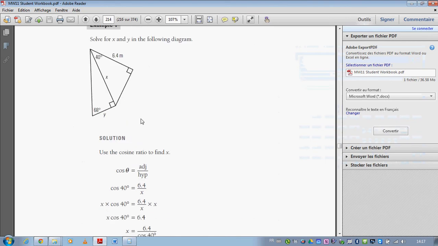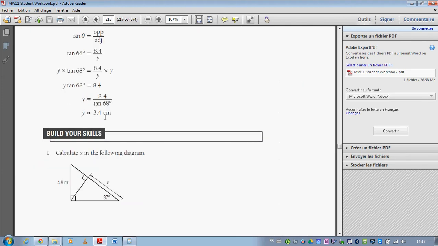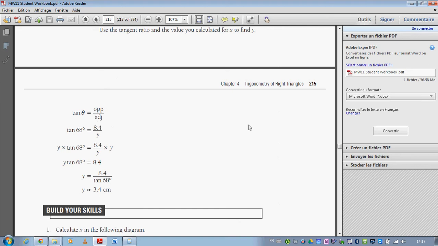That was figuring out side x of this triangle, and then using that side x to figure out side y of another triangle. At this point, you can pause the video and attempt the Build Your Skills questions on page 215 of your workbook.